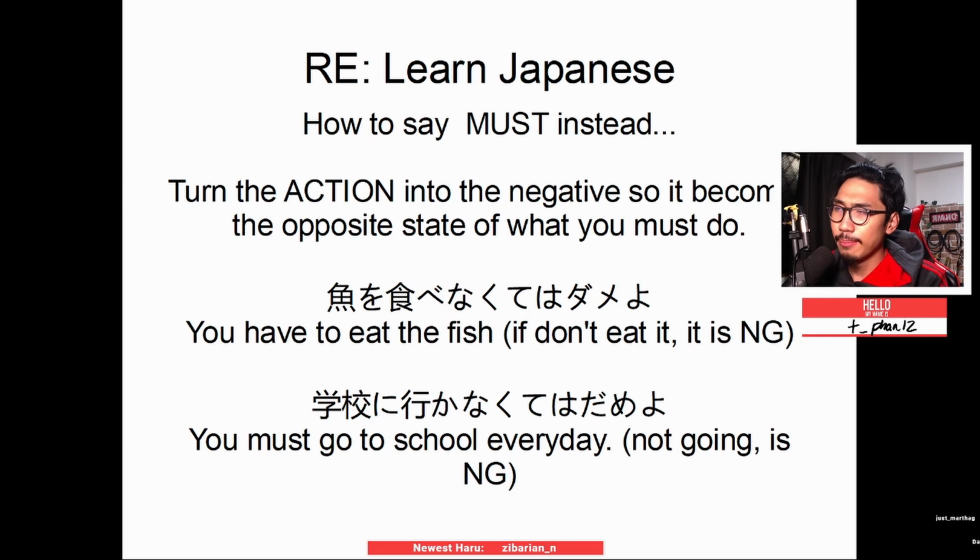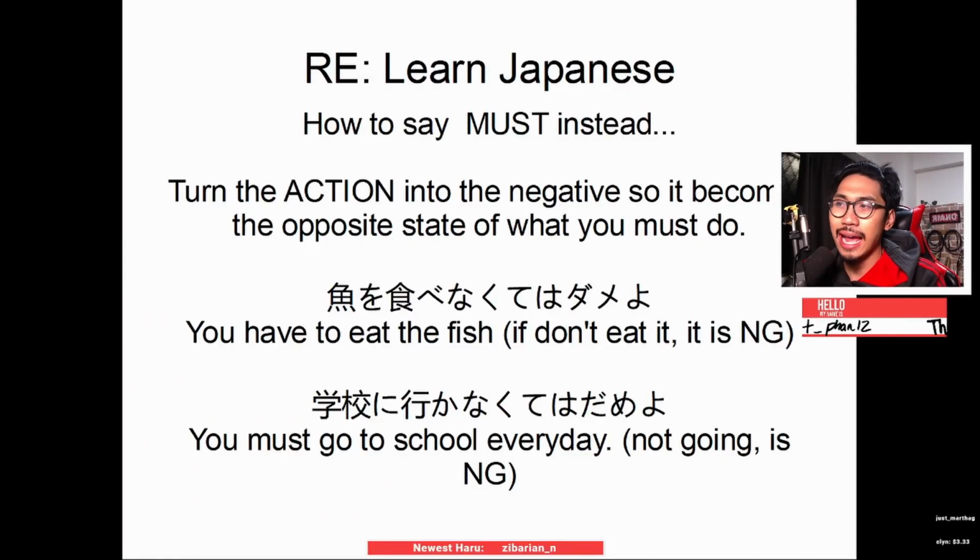So how can we say must? So I have to do something rather than not do something. So we just turn that action into a negative. Instead of using the neutral tabete or taberu, we turn it into a negative so it becomes the opposite of what you must do. So you have to eat the fish. If you don't eat it, it is NG. So sakana o tabenakute wa dame yo.